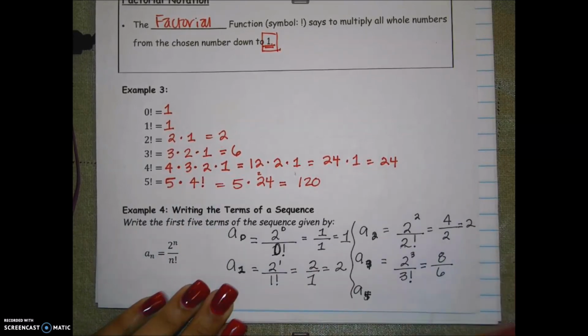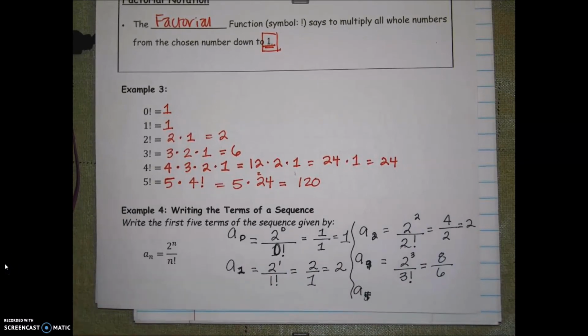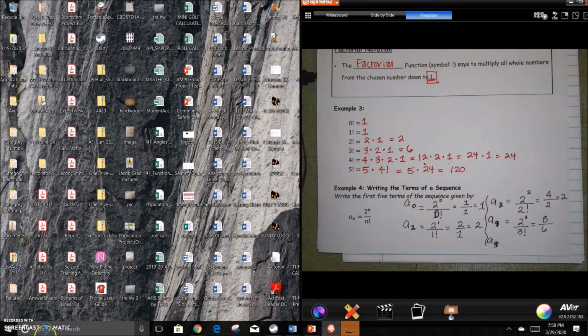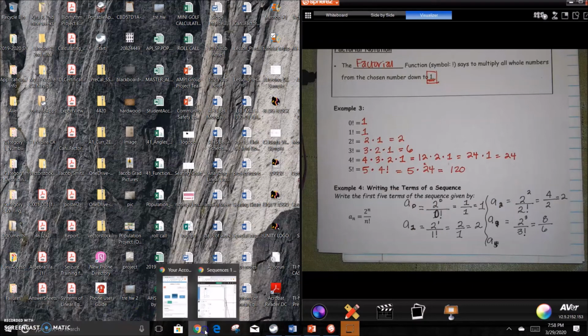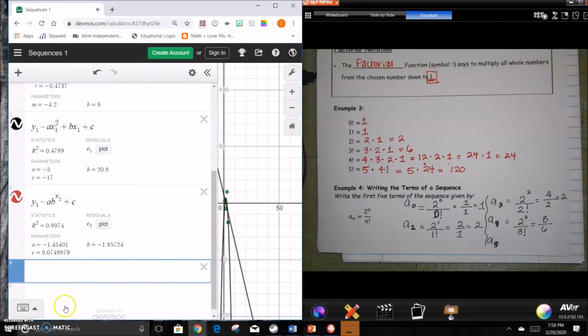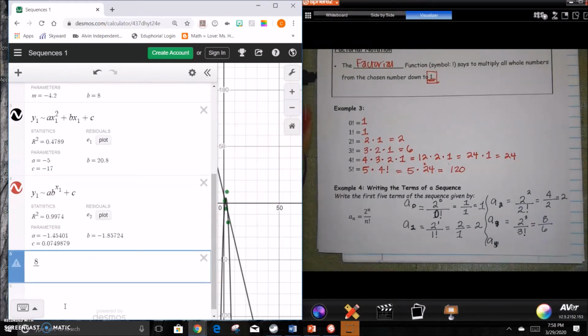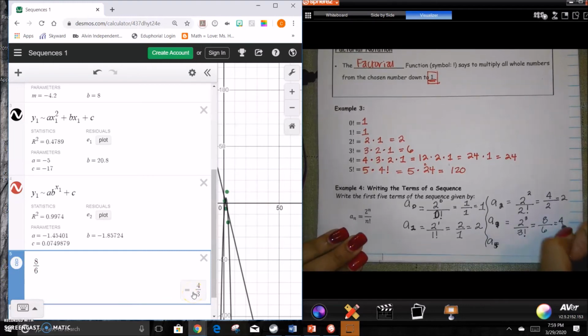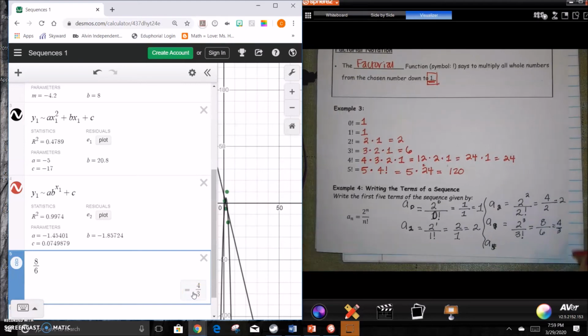Please reduce your fractions, and I can show you how to do that in Desmos as well. Okay. So I want to use a fraction, 8 divided by 6. If you click here on this circle, it will change it to a fraction for you. So I typed in 8 divided by 6. I clicked on that circle and it changed it to a fraction for me. It's 4 over 3.